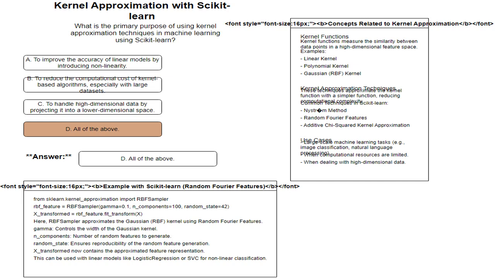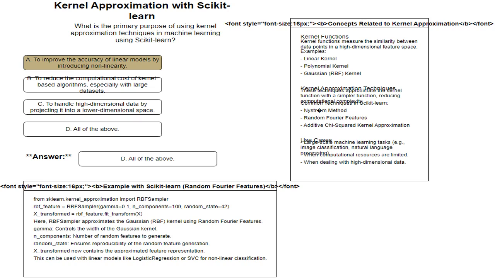Correct. Kernel approximation techniques like random Fourier features allow linear models to learn nonlinear relationships in the data, effectively extending their capabilities beyond linear decision boundaries. A. To improve the accuracy of linear models by introducing nonlinearity.